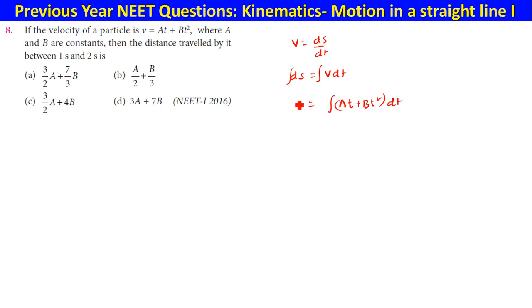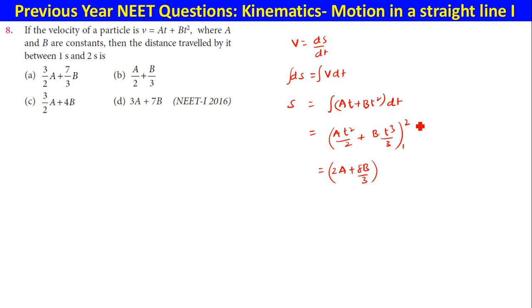Now integral ds is nothing but s. Now limits are from 0 to s. Let us say s is the answer on the left hand side. Right hand side, if you see, integration of at is a t square by 2 plus b t square integration is t cube by 3. Limits are from 1 second to 2 seconds. Okay, if you substitute the upper limit, you will get a into 2 square by 2, which is 2a, plus b into 2 cube, that means 8b by 3.